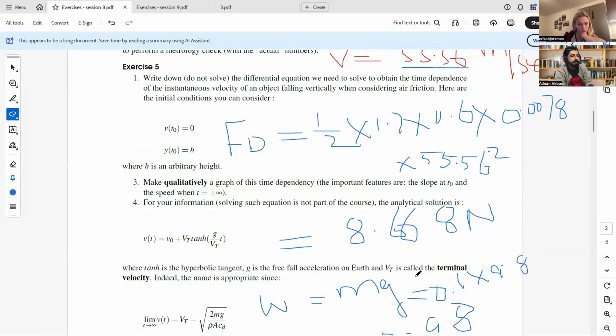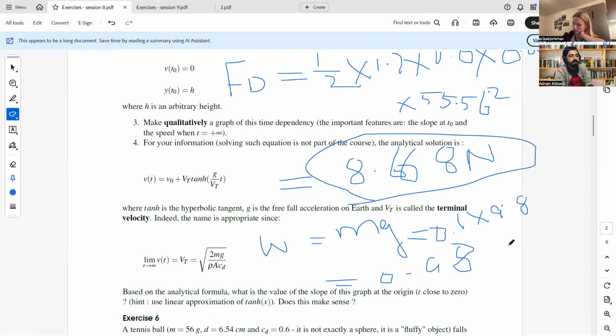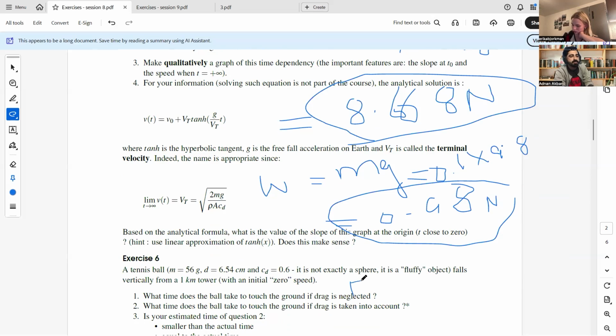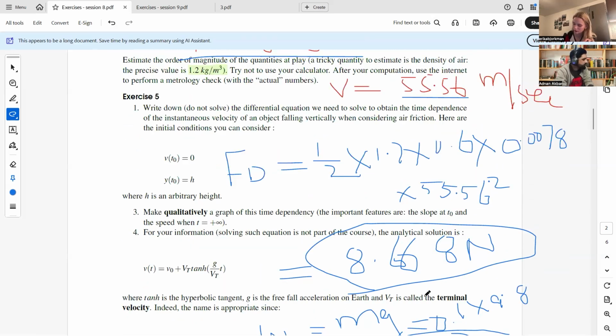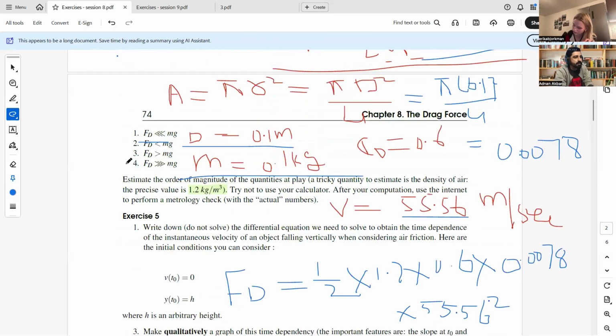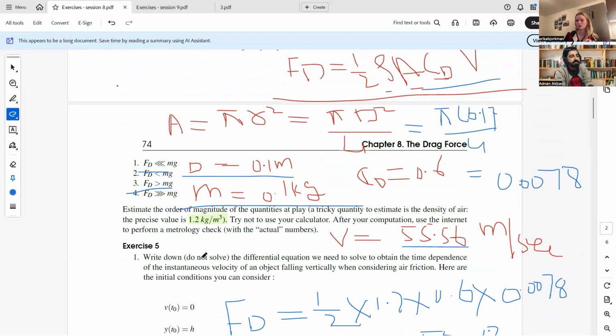So we can see the value of the drag force is 8.66 Newton and the value of the weight is 0.98 Newton. So we can see the drag force is actually greater than the weight. So the third option, C, drag force is greater than the weight. It was actually the first part of the question, but we also need to check the second part.